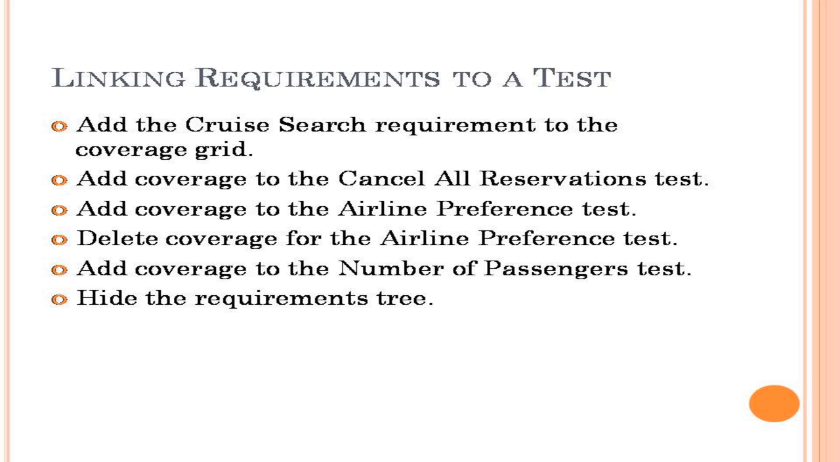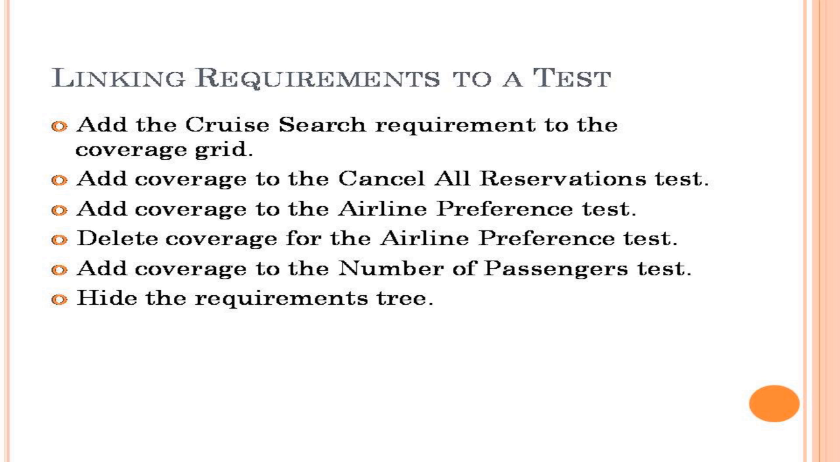8. Delete coverage for the Airline Preference test. In the coverage grid, select Flight Tickets. Click the Remove Selected button. Click Yes to confirm. Select Airline Company and click the Remove Selected button. Click Yes to confirm.